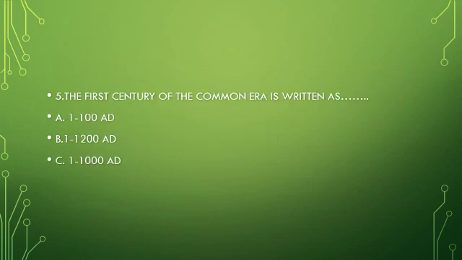Question number 5. The first century of the common era is written as dash. Students, you all have already seen in your textbook the timeline given to you all. And as you all know, the word century itself says it is of 100 years. So we need to search the answer from the three options given to you all. The first option says 1 to 100 AD. AD means Anno Domini, or after the.